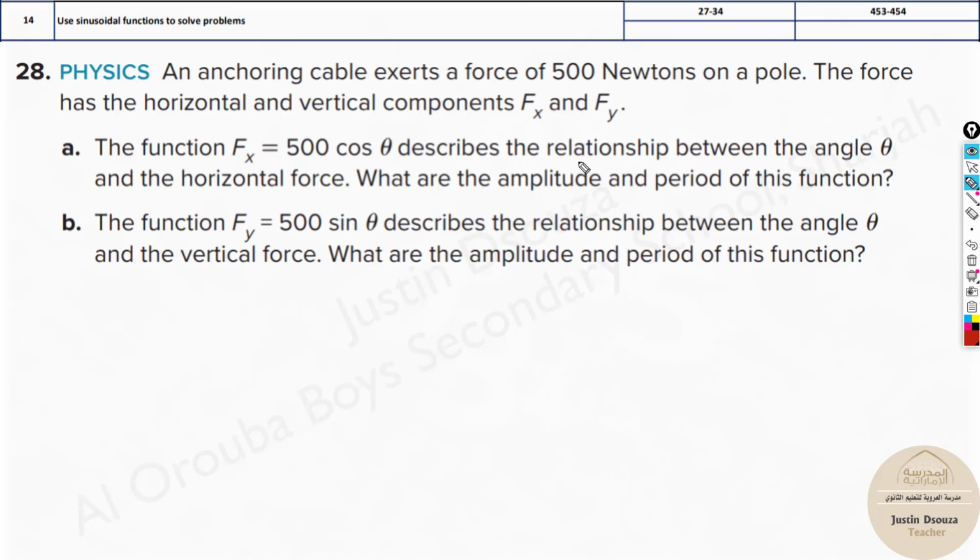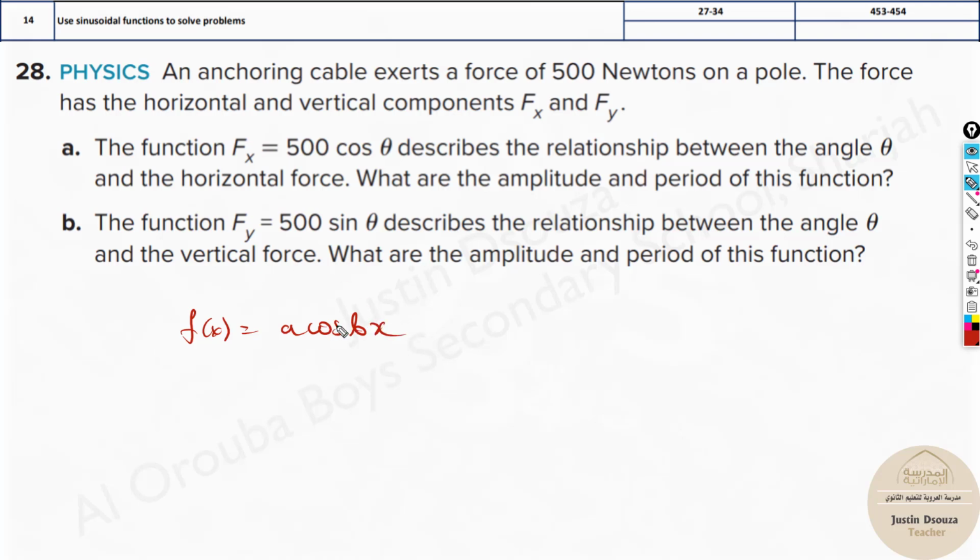Describe the relationship between the angle theta and the horizontal force. What are the amplitude and period of this function? Same thing with the second one, the relationship between the angle and the vertical force. The function is generally given for cosine. It's f of x is equal to a cos bx.